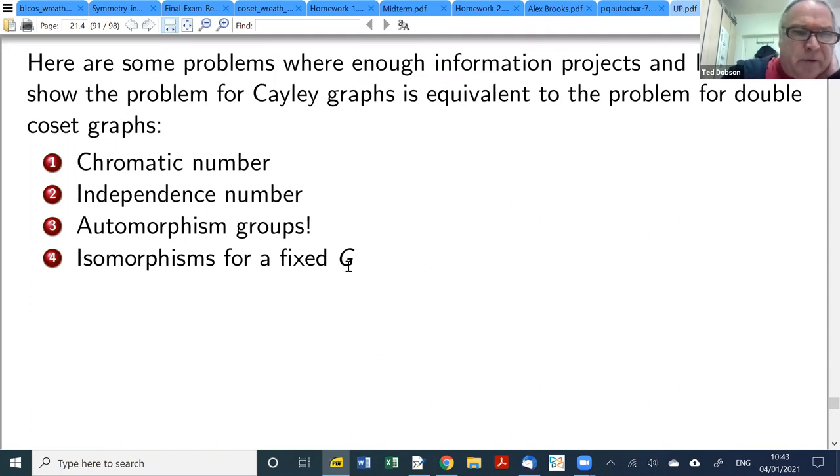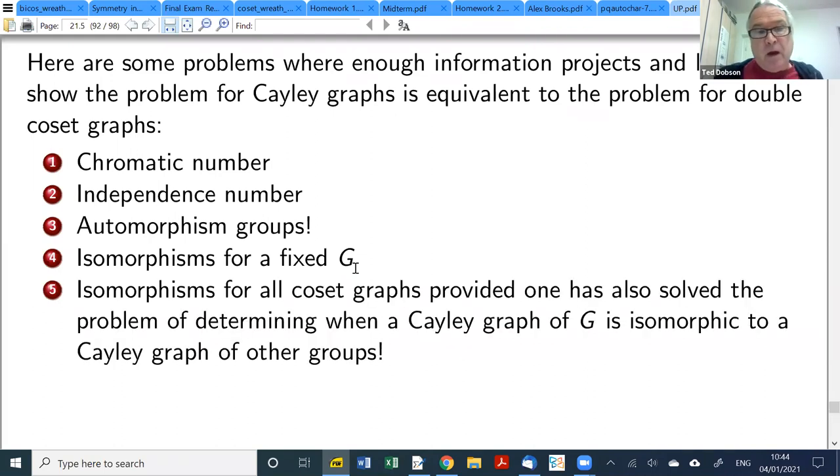Now, you might think that this means that the isomorphism problem for vertex-transitive graphs is equivalent to the isomorphism problem for vertex-transitive graphs, but this isn't quite true, because a Cayley graph can be a Cayley graph of more than one group. However, isomorphisms for all coset graphs is equivalent if you can also solve the problem of determining when a Cayley graph of G is isomorphic to a Cayley graph of other groups, and you know those isomorphisms. And this means that the isomorphism problem for coset graphs, if you've solved this when is a Cayley graph of more than one group problem, these are equivalent.